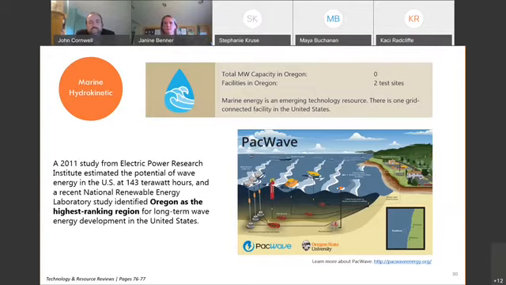These technologies are still in early development. The largest operational grid-connected facility in the world at the moment is a 3-megawatt facility in Sweden. And there are currently no large-scale grid-connected wave energy facilities in the United States. However, the PacWave South facility, depicted here on the image on the right-hand side, is going to be the largest grid-connected wave energy test facility in the world and the first of its kind in the United States. It becomes operational in 2022 and is projected to have a capacity of 20 megawatts.